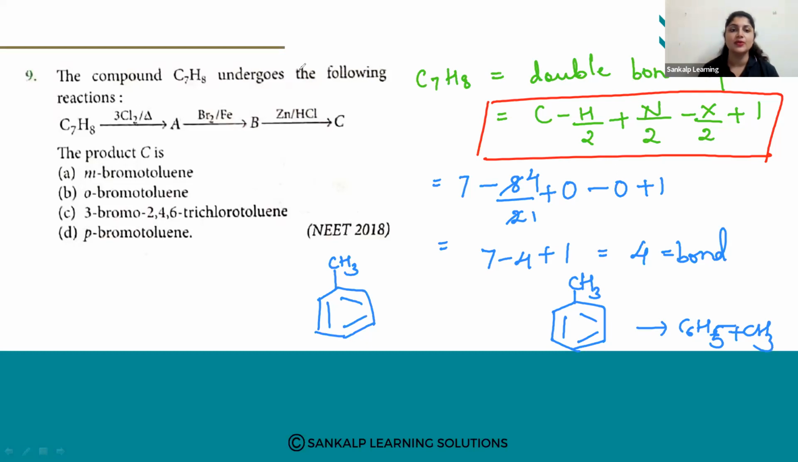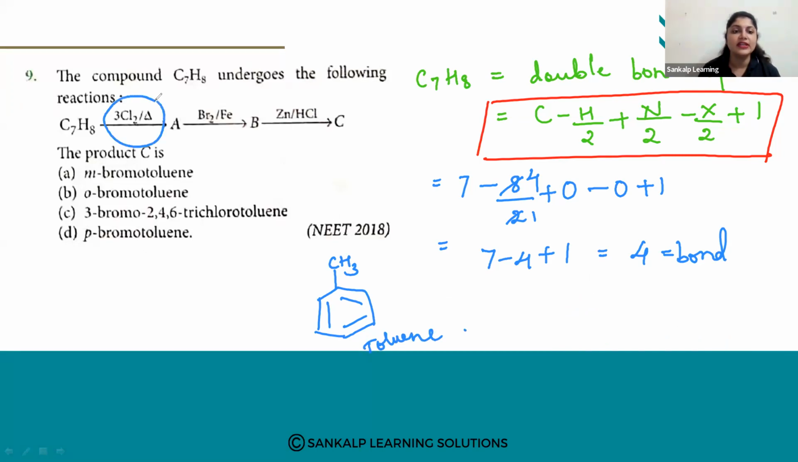So what is the name of the compound? It is toluene. Now this toluene, what have they done? They have treated it with 3Cl2 and heated. Okay, so I'll write the reaction again properly.